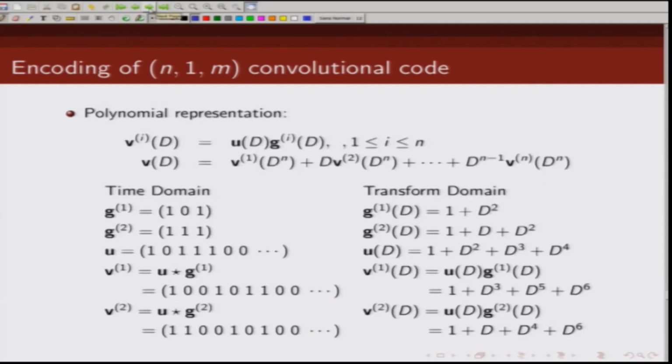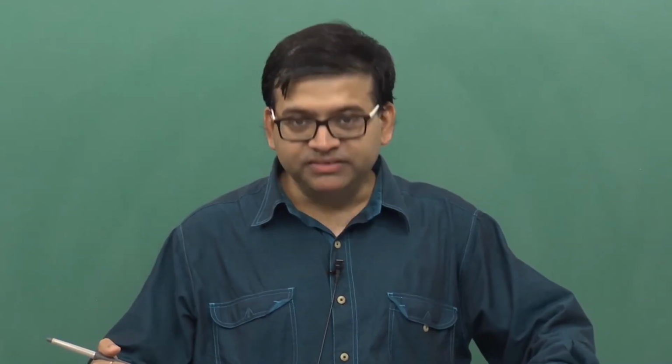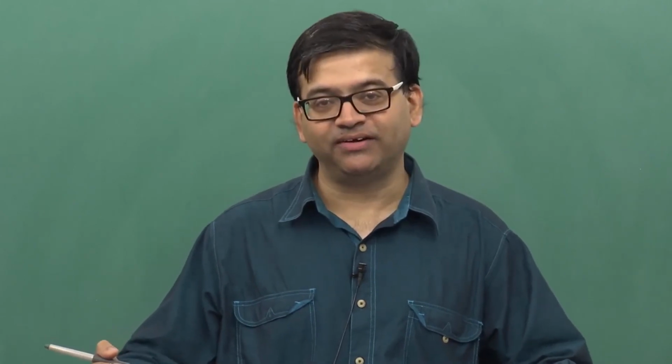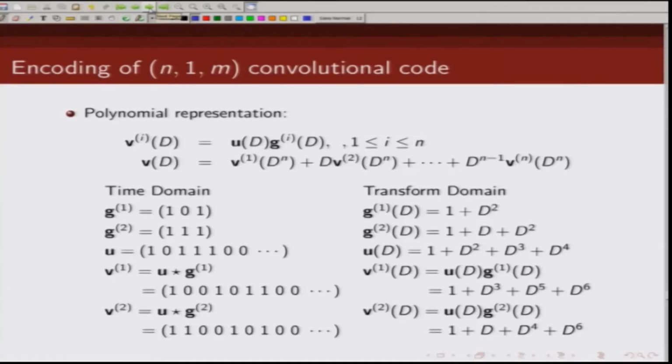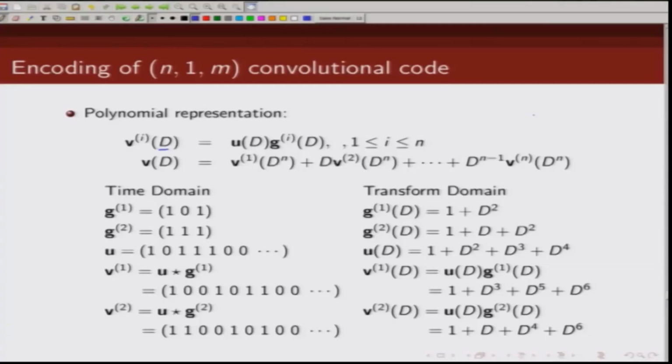Now, we are going to give you a polynomial representation of this generator sequence, which is very convenient in case of convolutional codes. So, I am introducing a delay operator D. If you have one memory element delay, that will be D. If you have delay of 2, it will be D square. If you have delay of 3, you have D cube. So, the exponent of D is going to specify how much delay.